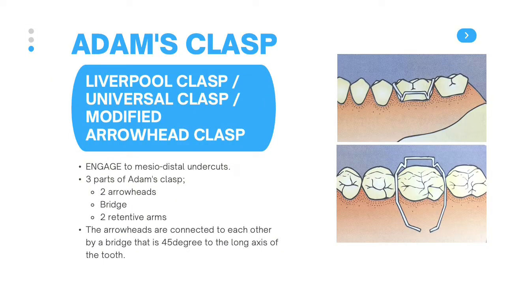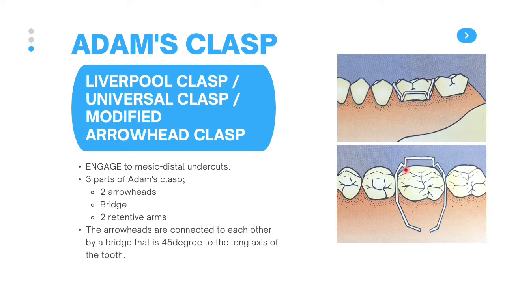The next one is the Adams clasp. It's also known as the Adams crib, Liverpool clasp, universal clasp, and modified arrowhead clasp. This is the most commonly used clasp in the construction of removable appliances because it offers a lot of advantages. Now let's see how the Adams clasp works. It works by engaging the mesiodistal undercuts. There are three parts of the Adams clasp: two arrowheads that engage the undercuts, and these two arrowheads are connected with a bridge.